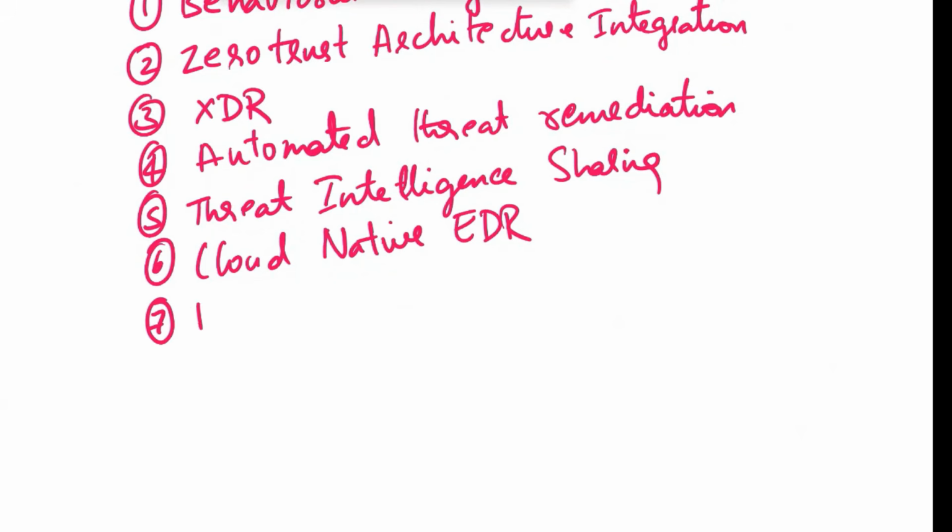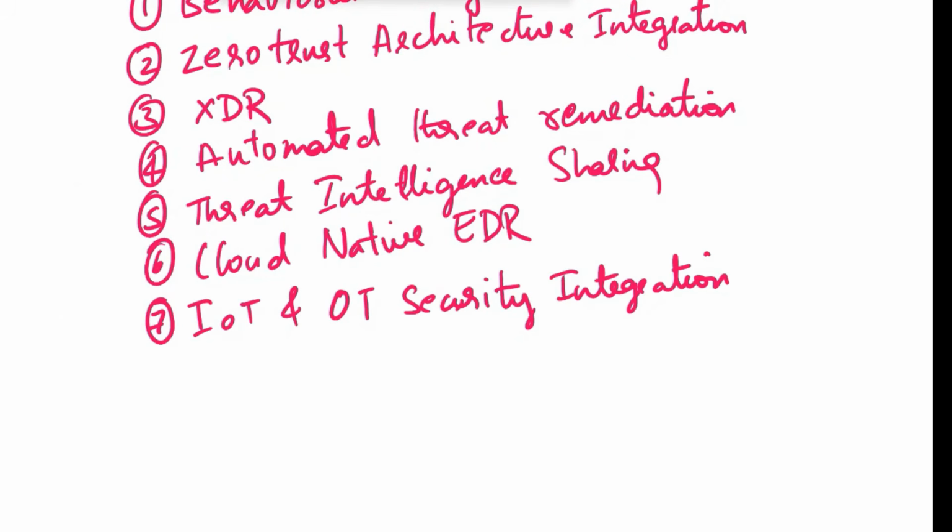Next one is IoT and OT security integration. EDR will extend its reach to cover Internet of Things, that is IoT, and operational technology, OT, devices, which are increasingly becoming targets for cyber attacks. This will require EDR solutions to adapt to the unique challenges posed by these devices.